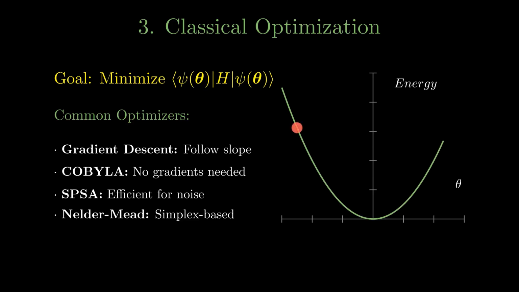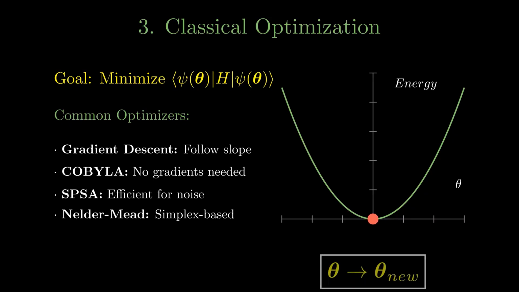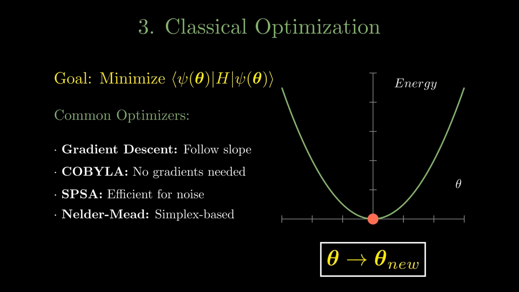Common classical optimization algorithms include gradient descent, which follows the slope downhill, and COBYLA, also known as constrained optimization by linear approximation. Here, no gradients are needed. We also have SPSA, simultaneous perturbation stochastic approximation, which is efficient for noisy measurements, as well as Nelder-Mead, which is a simplex-based optimization. The classical optimizer updates theta to theta new, and we repeat the process.